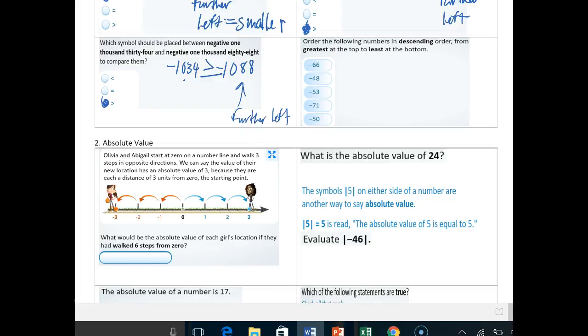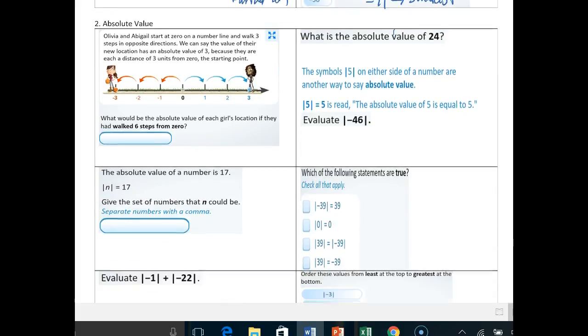So let's put these in order from greatest to least. So the number that's closest to 0 is going to the top. The number that's farthest away from 0 is going to the bottom. So closest to 0 is -48. Following that would be -50. Following that would be -53, then -66, and then -71. This is the smallest number here at the bottom. Again, got to take your brain and say, I need to flip my thinking.